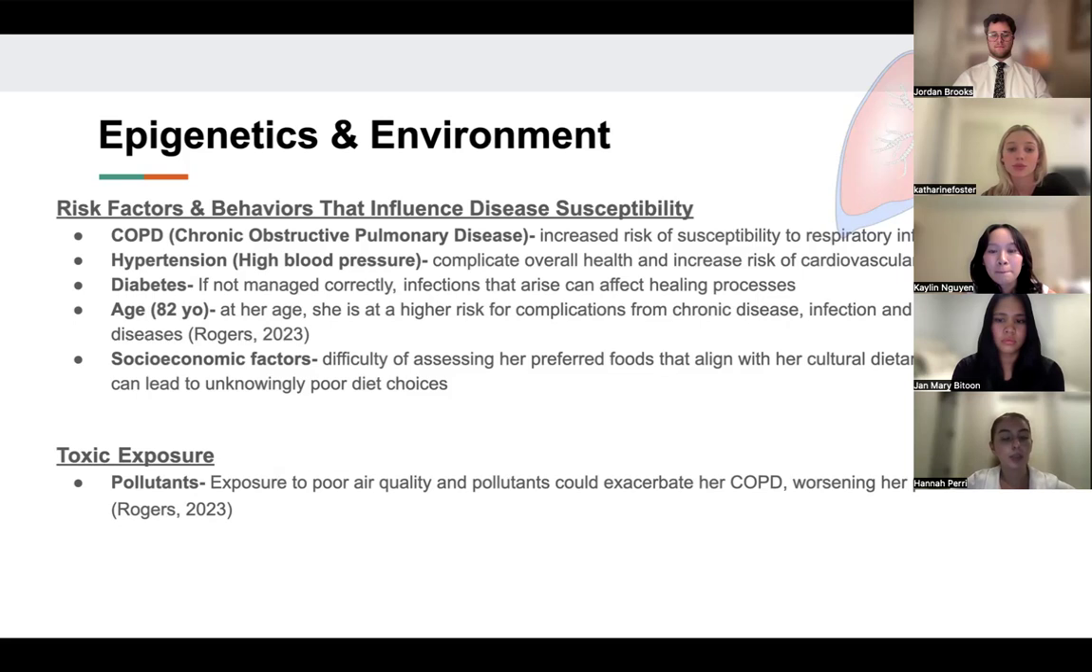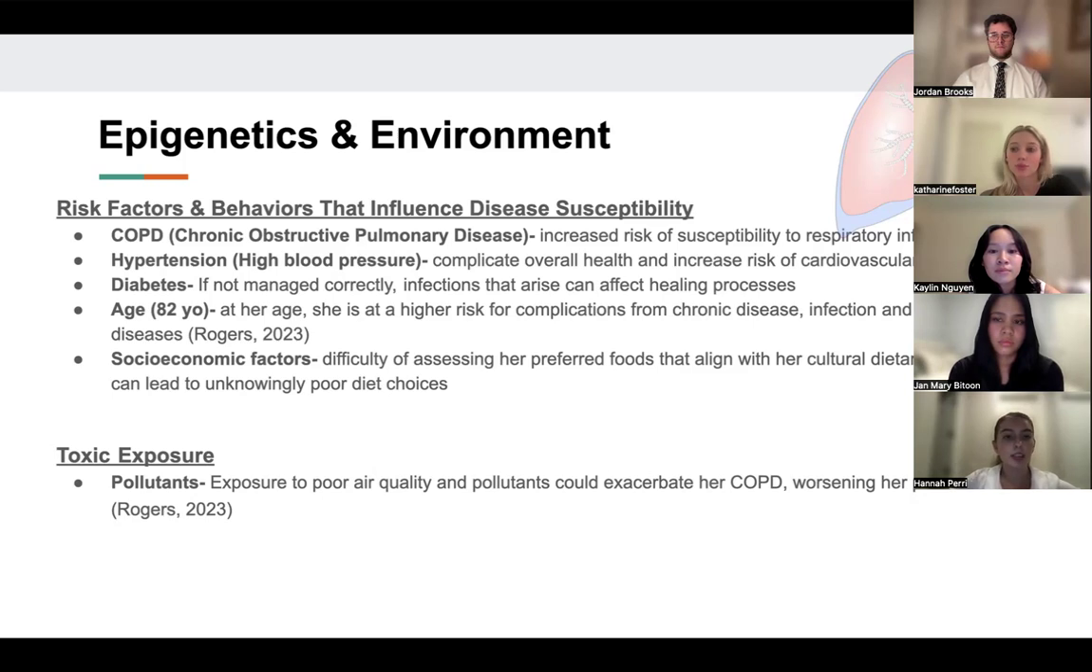And her diabetes, which is a pretty big factor with infection control. And if this isn't managed correctly, then the infections that she can gain will inhibit her healing process and make everything take longer. Her age, at 82 years old, she's at a higher risk for complications from chronic disease and infection. And as for her socioeconomic factors, her difficulty of accessing her preferred foods that align with her cultural dietary practices in America can lead to unknowingly poor diet choices since she's not sure what she should be eating or what can align with her views.